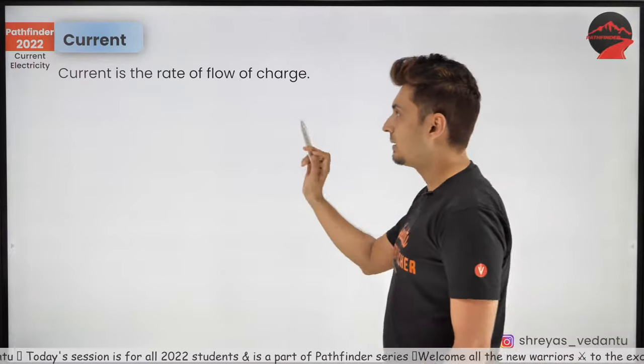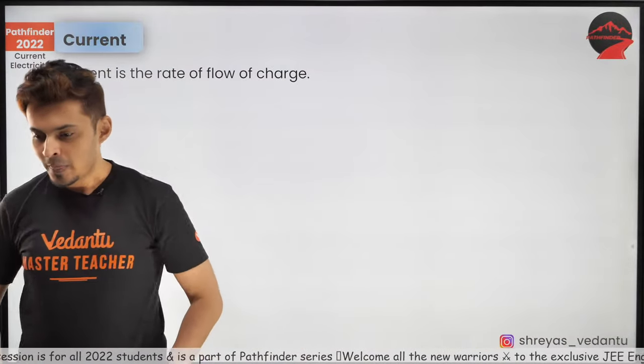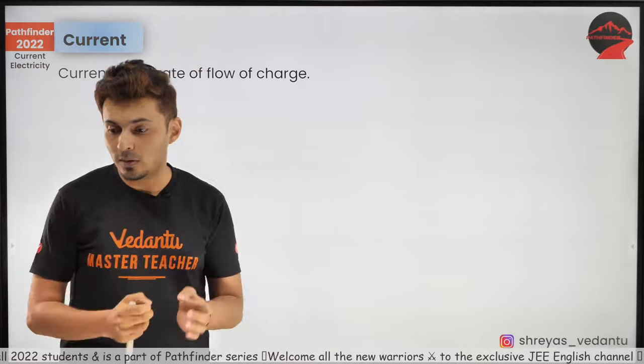Now, let's define current. What is current? Current is nothing but the rate of flow of charge.